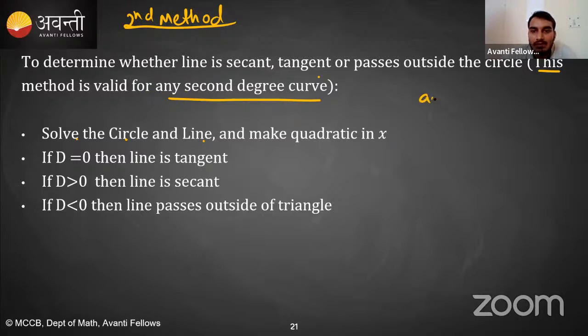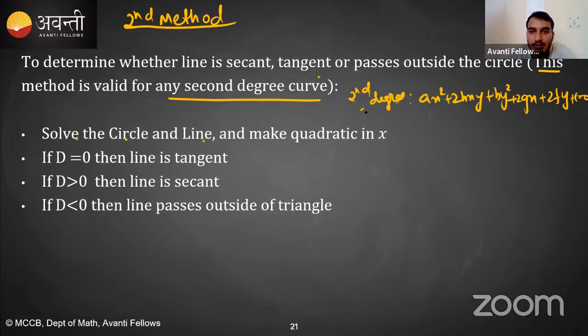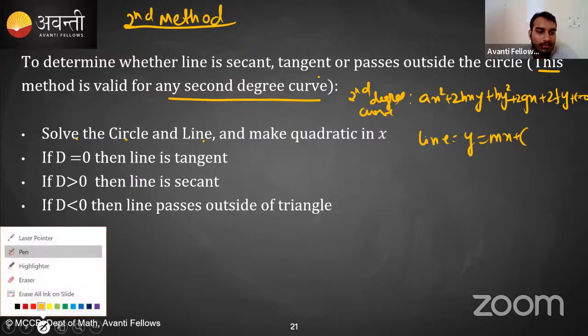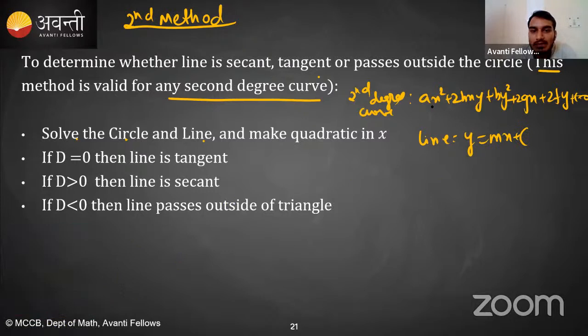For any second degree curve, meaning ax square plus 2hxy plus by square plus 2gx plus 2fy plus c is equal to 0, this is a second degree curve. Let's say this curve is given, and let's say the line is y is equal to mx plus c. So for this line to be a tangent, a secant, or passing outside this curve, what do you do? Solve this line and curve.